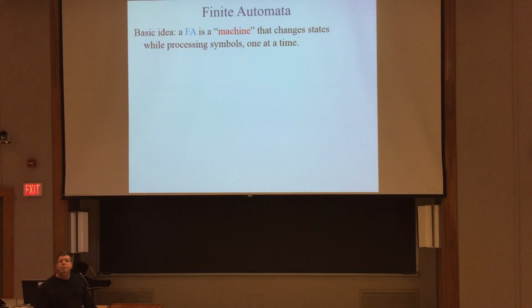So, what is a finite automata? It's the simplest non-trivial model of computation that we know. Basically, it's a machine that changes states. So you have a set of states. You just arbitrarily call them Q0, Q1, Q2, just labels, so you can differentiate the fifth from the seventh state and so on.